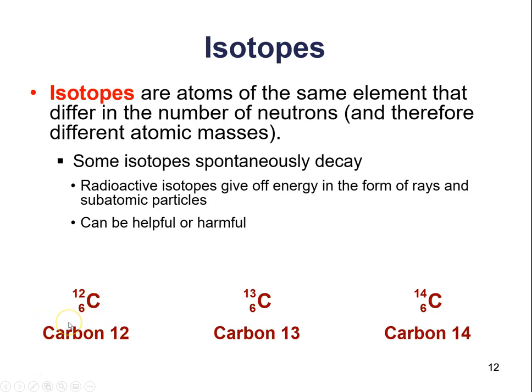The atomic mass is 12, and with 6 protons, you have 6 neutrons. Here, if you look at carbon 13, your atomic mass is 13. Your atomic number is 6, so you have 6 protons. In this case, how many neutrons do you have? You have 7. So when we talk about isotopes, they'll differ in the number of neutrons.